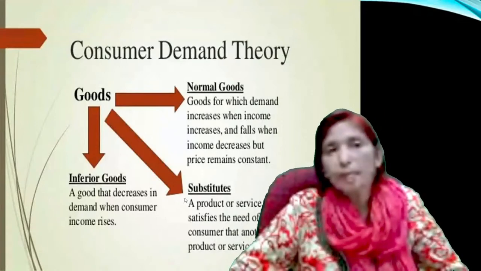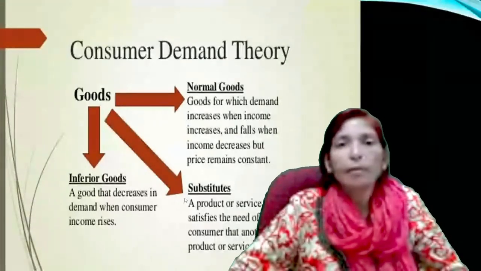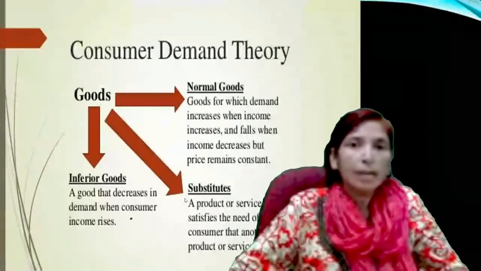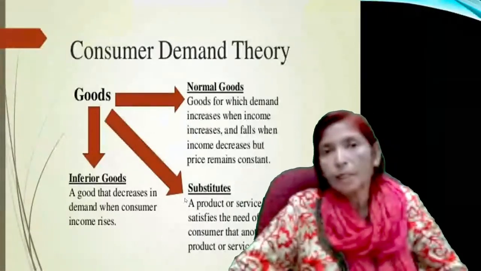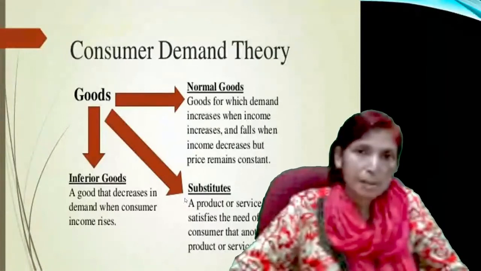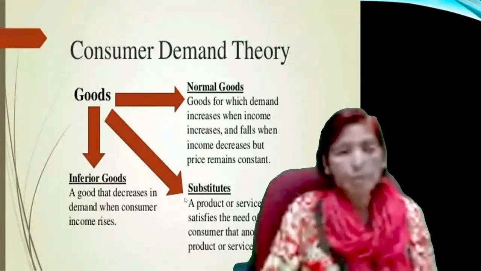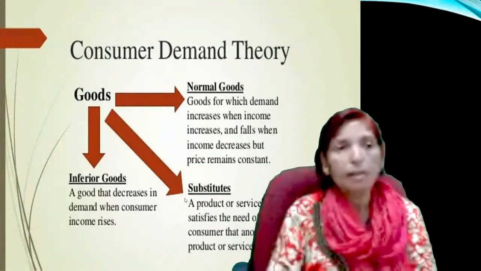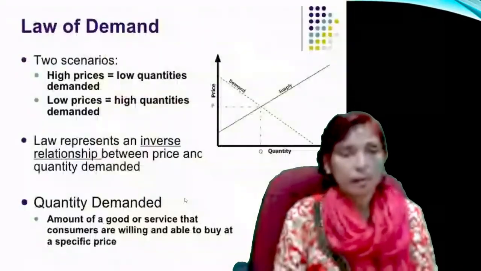And if two products are interrelated with each other, and if the price of one commodity increases, then demand for the other commodity will also increase. That is called substitute goods. For example, tea or coffee. Now next is the law of demand.